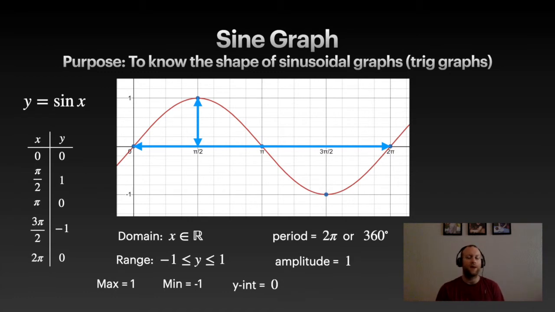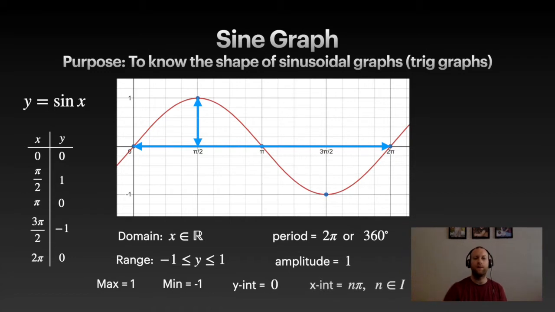For sine, your y-intercept is 0. You can see that on the far left of the graph. Your x-intercept is n times pi, where n is an integer. So your x-intercepts occur at every pi. If you look at 0, there's an x-intercept. You look at 1 pi, there's an intercept. 2 pi, there's an intercept. 3, 4, 5, all of those times pi give you intercepts. And it's cyclical, so it keeps on repeating.